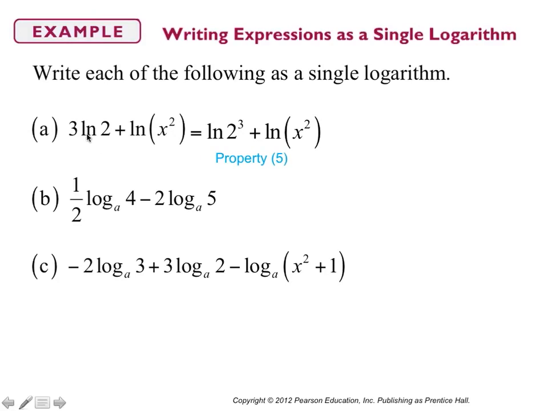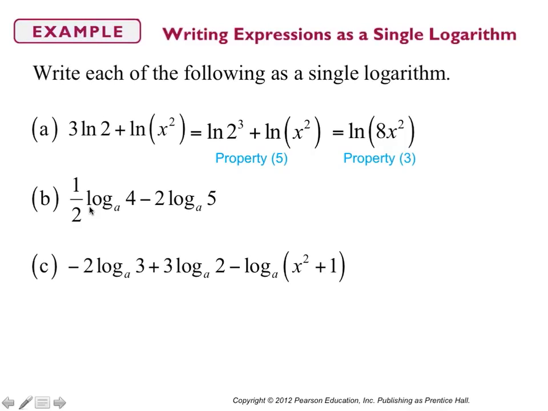So for this one, we've taken this 3 that's out front and we've rewritten it as an exponent. So we have ln of 2 cubed plus ln of x squared. And then what we're going to do is change these so that it's multiplication. And you'll notice 2 cubed, hopefully you know that's 8, okay? So really what we have is ln of 8x squared. Now we've changed this back into multiplication because it was addition.